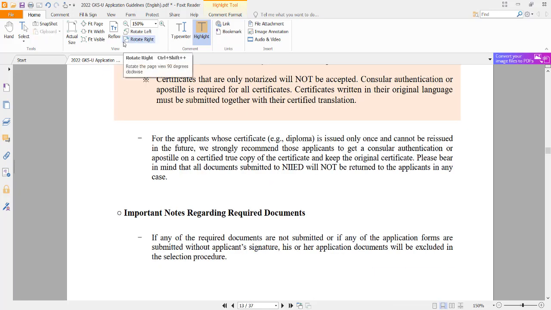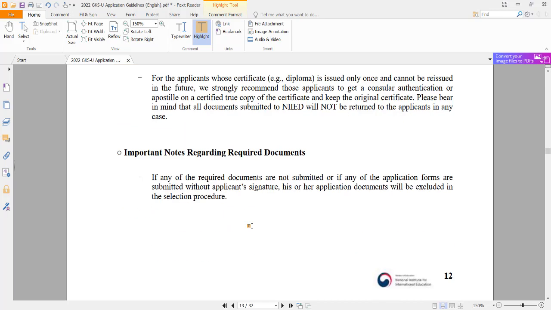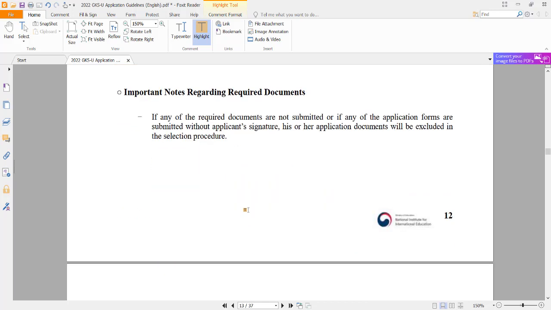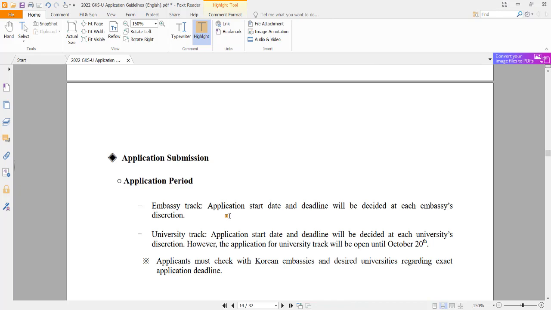Now before I proceed, there are some important things that you need to know, and these are the important notes regarding documents. As I was saying, you have to notarize the photocopy of it, but it seems like this year they won't be accepting the notarized copy. For us, we applied in 2021 for the GKS graduate and they accepted it, but it seems like this year they are not accepting it.